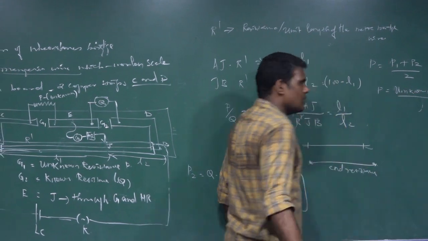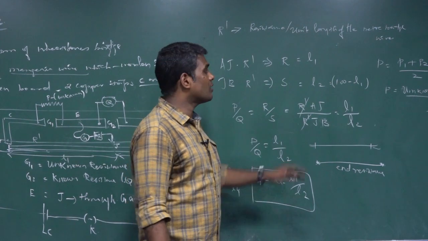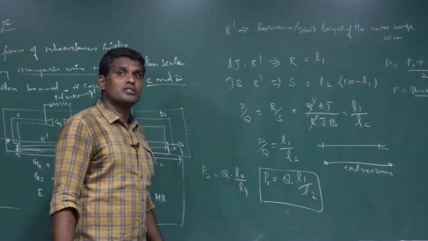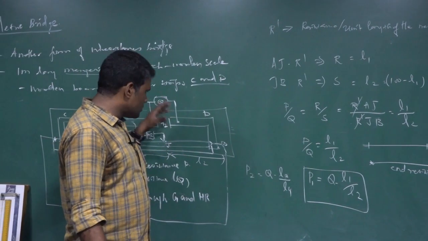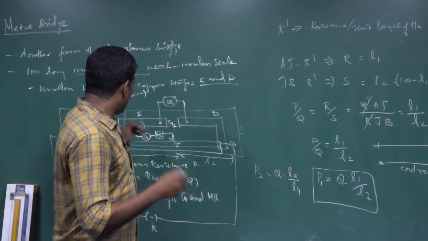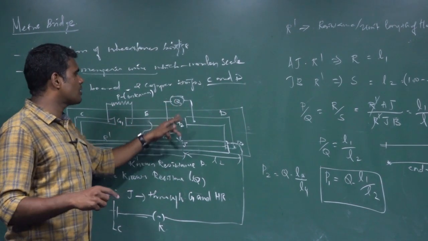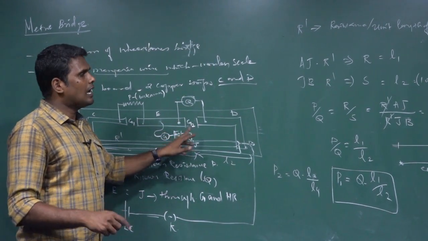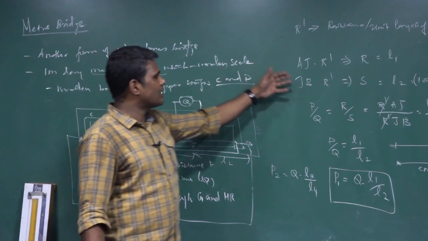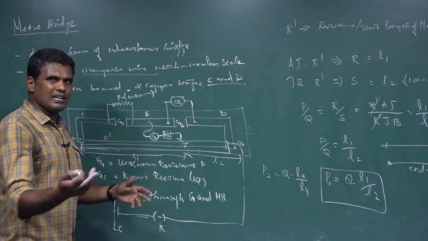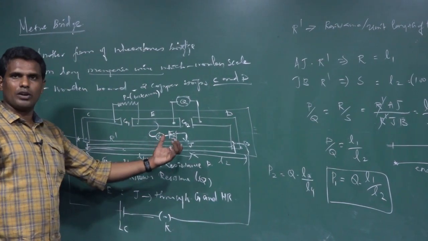You will get the value of the unknown resistance P. So the unknown resistance can be determined. How will you determine its value? We have to use a meter bridge, initially with the unknown resistance across the gap G1 and the known resistance across the gap G2. After performing the experiment, you will get an expression like this: P1 equals Q into L1 divided by L2. What you are doing is simply measuring the lengths L1 and L2.